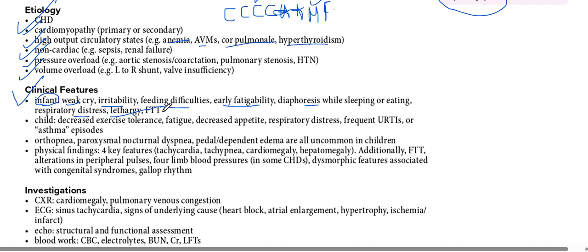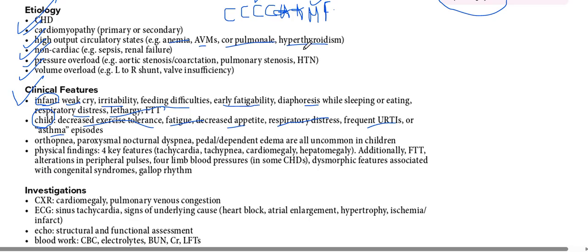Alright, so infant will be having a weak cry, extremely irritable, difficulty in feeding, early fatigability, easily getting fatigued, sweating a lot while sleeping or eating, respiratory distress, and lethargy. And what are the clinical features for the child? Decreased exercise tolerance, fatigue, decreased appetite, respiratory distress, frequent upper respiratory tract infections, or asthma episodes.